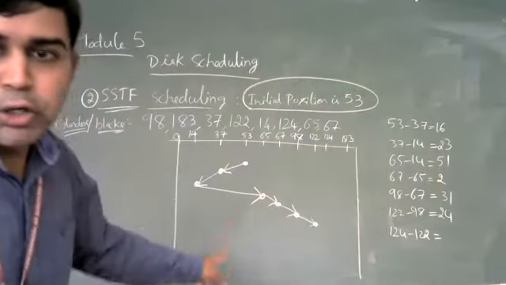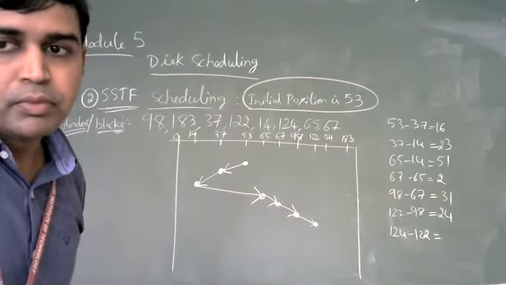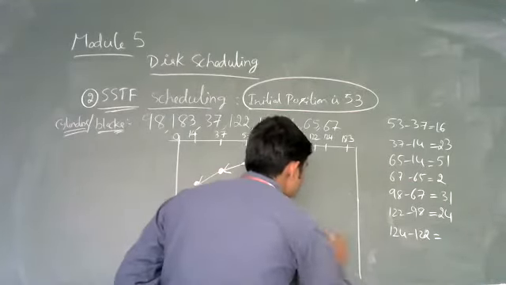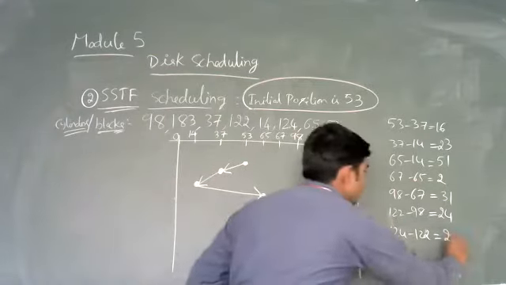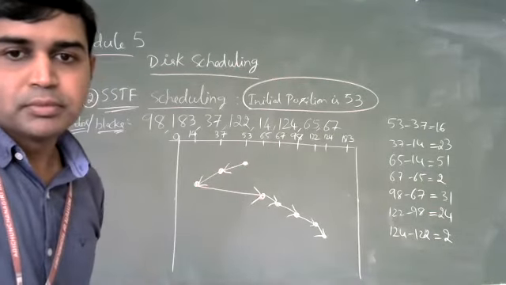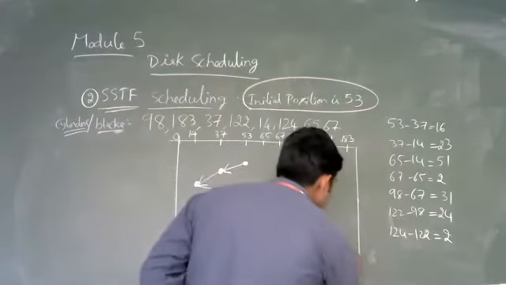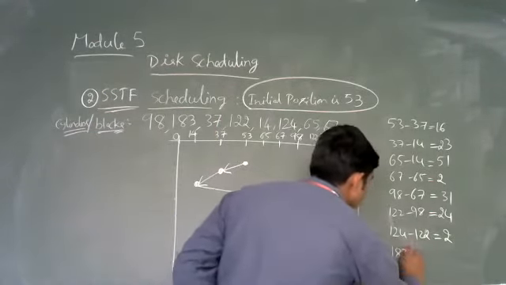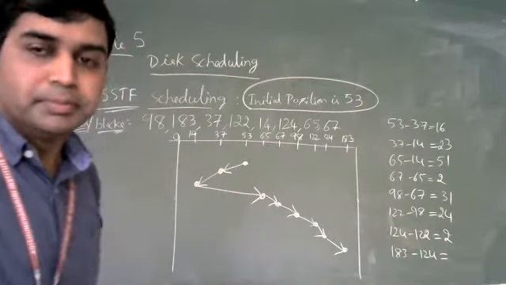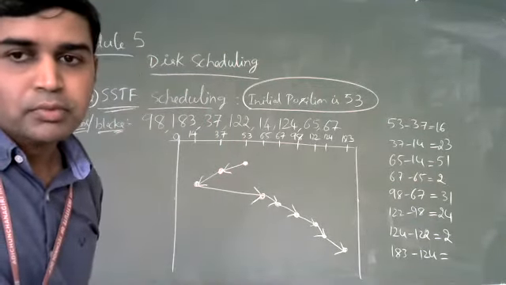Okay, next from 122, which is nearest? 124. Next from 124, which is nearest? 183. How much? 183 minus 124. 59.